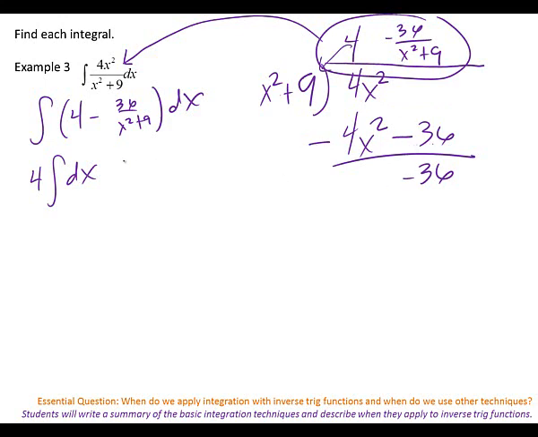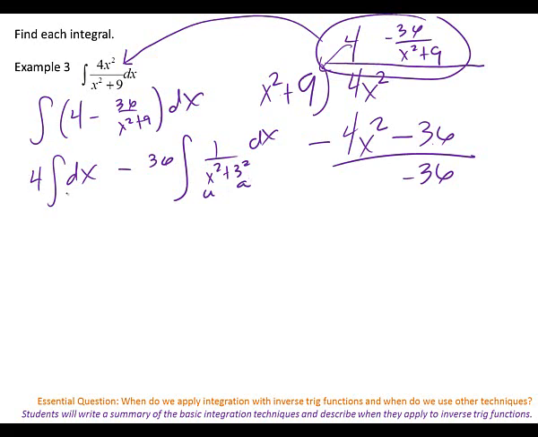All right, and then this one here I'm going to write as 36 times 1 over x squared plus 3 squared. Does it matter what order the a and the u are in? Not really, no. Doesn't really matter for arctangent. For the others, you've got to have it in a certain order. All right, let's try to integrate.